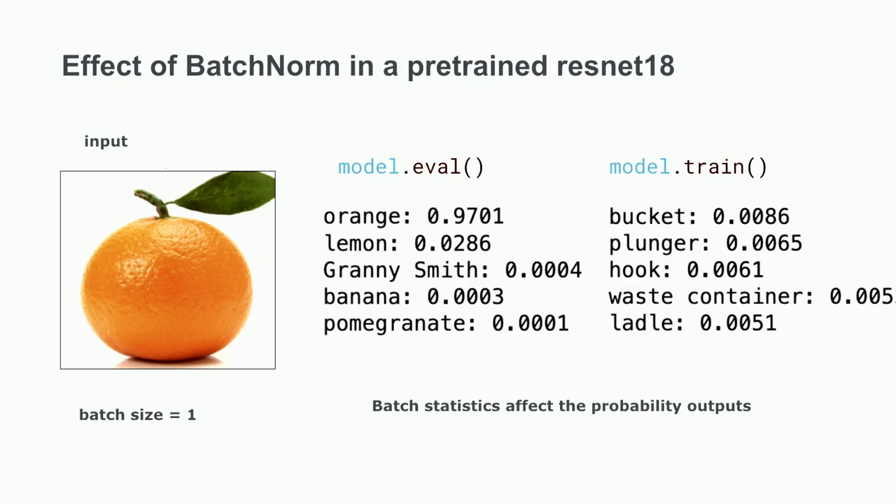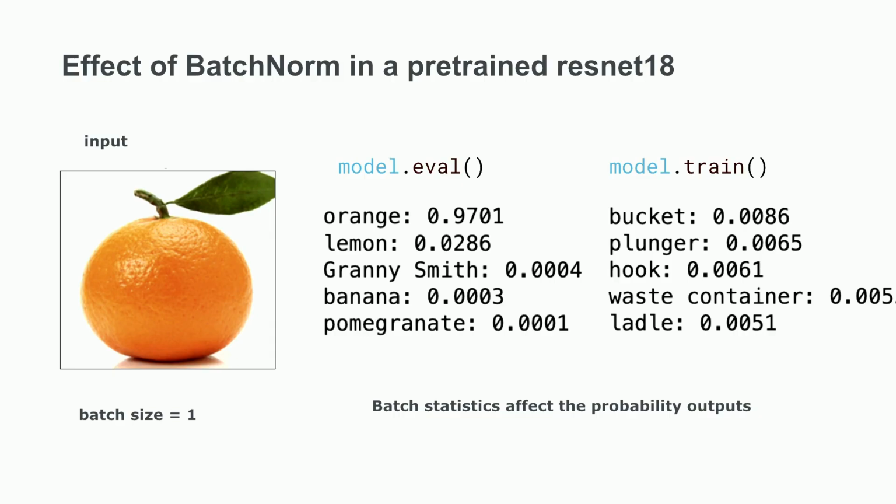Here we see the effect of batch normalization on predictions in a pre-trained ResNet 18 model, a model that has a lot of batch normalization. In model.eval, batch normalization uses global statistics, resulting in consistent and stable predictions that are actually quite good. If we do model.train, then batch normalization is going to rely on the current batch statistics, which is only one image, which can lead to unpredictable outputs. Like in this case, the batch size is only 1.